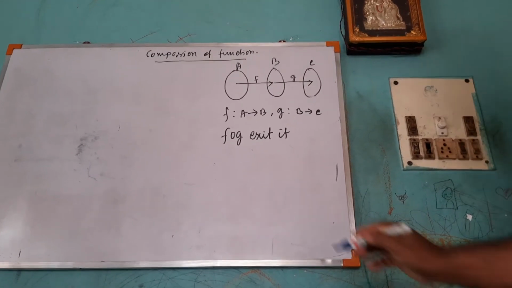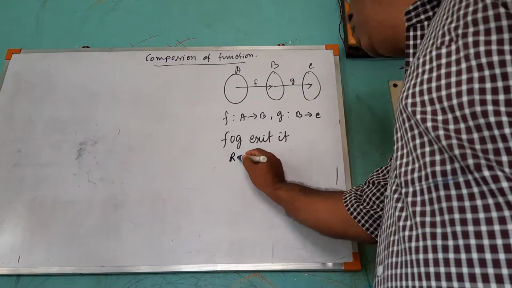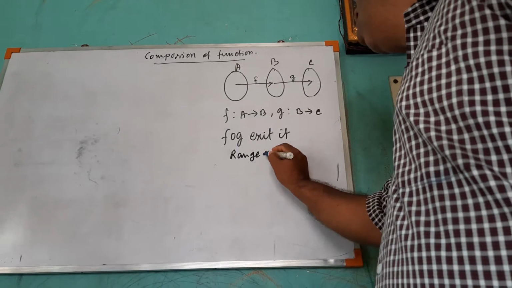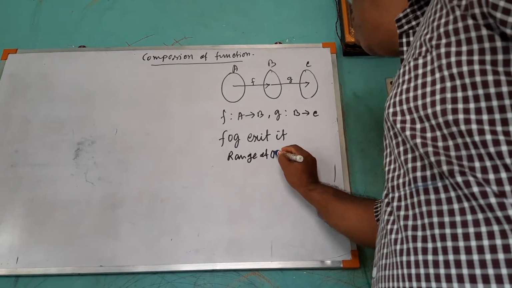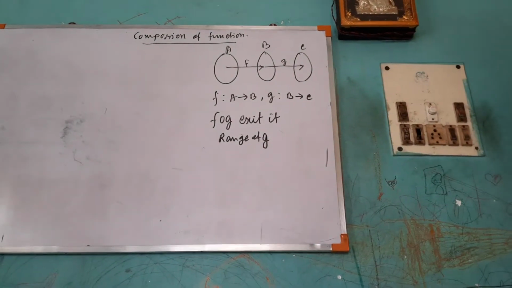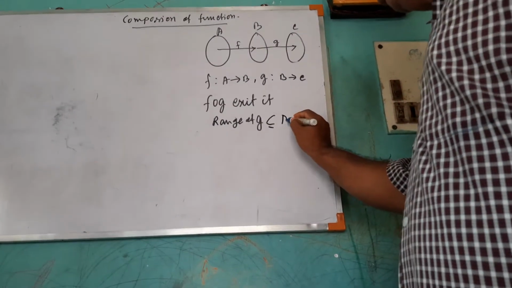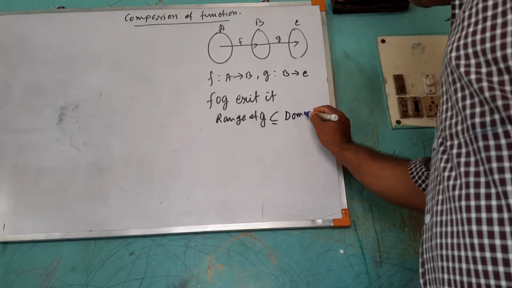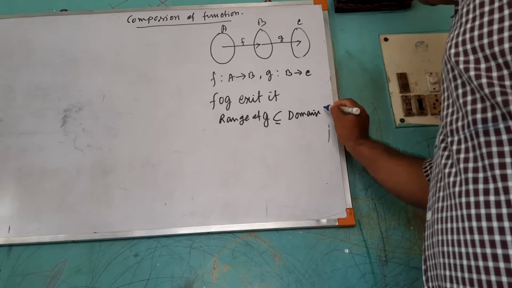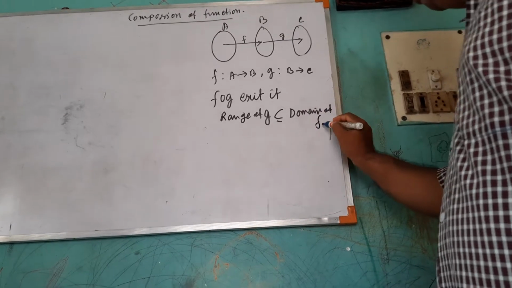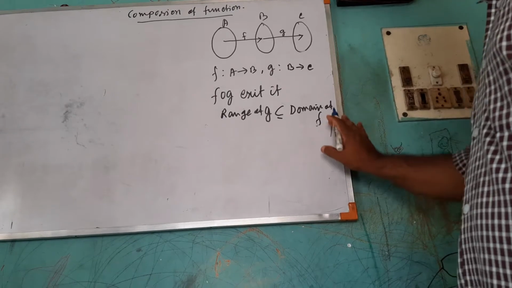if the range of G is a subset of the domain of F. Then FOG exists.